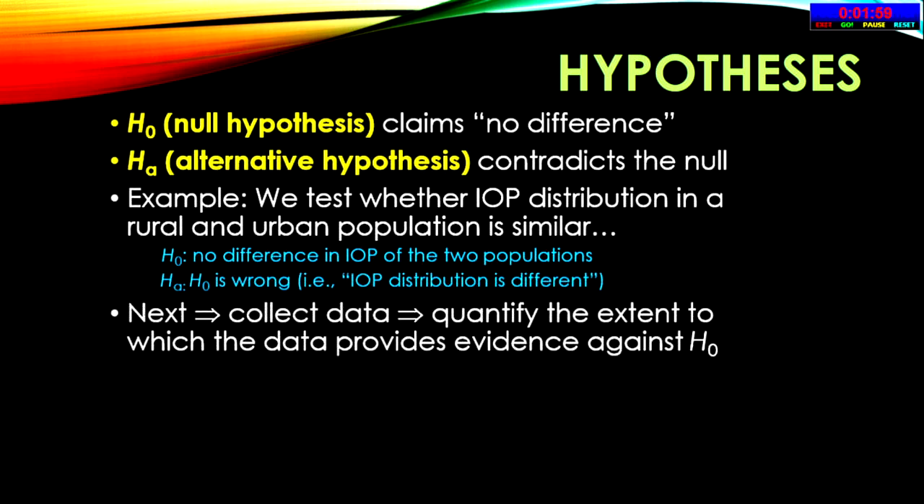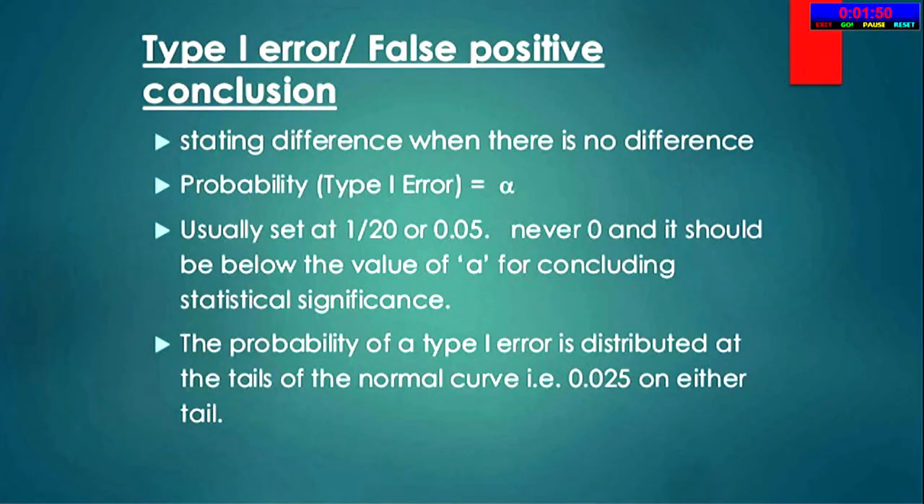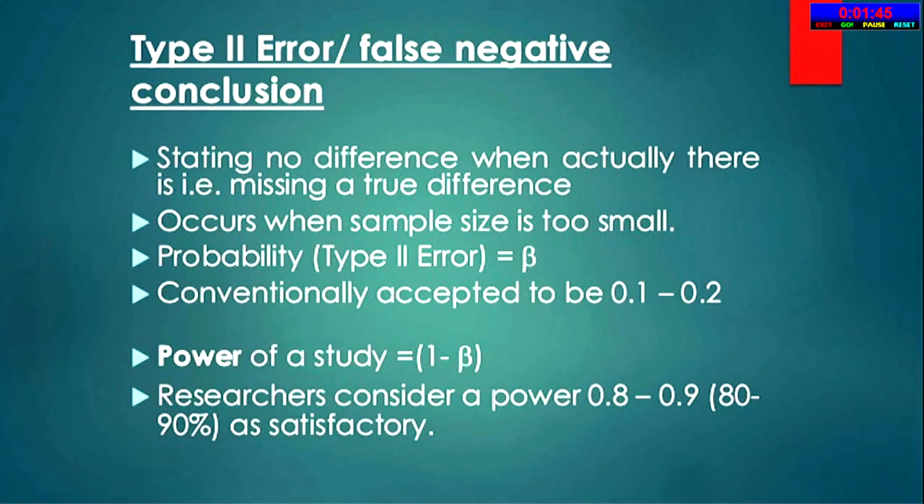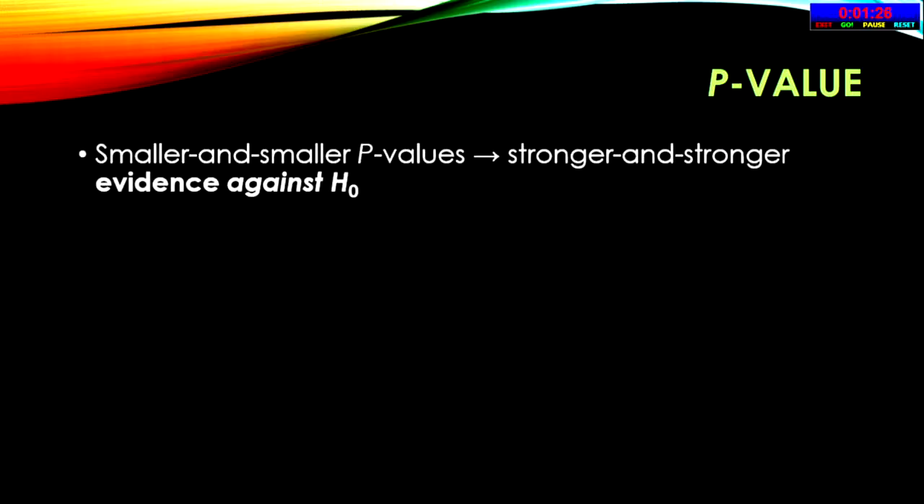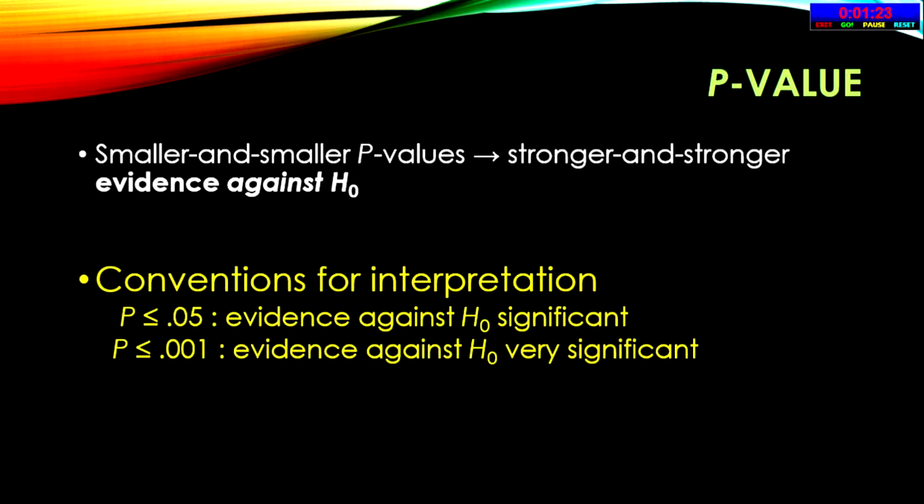So how do we go about it? Well, basically, we collect the data and quantify the extent to which the data provides evidence against the null hypothesis. We also need to look at the type 1 and the type 2 errors. The type 2 error, or the false negative error, is of particular significance because the power of the study is obtained through it. The type 2 error is also called the beta error, and the power of the study is 1 minus beta. Whenever we are doing a particular study, we have to make sure that the power is between 80% and 90%. And the p-value, as we all know, the smaller the p-value, the stronger the evidence against H0, or the null hypothesis.